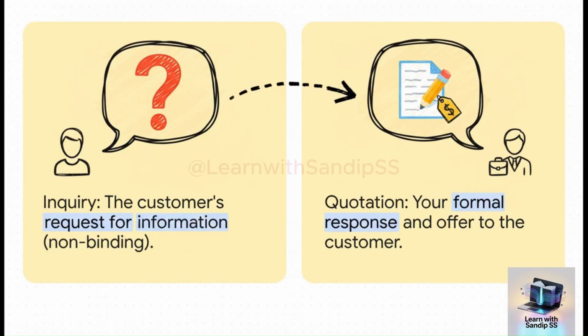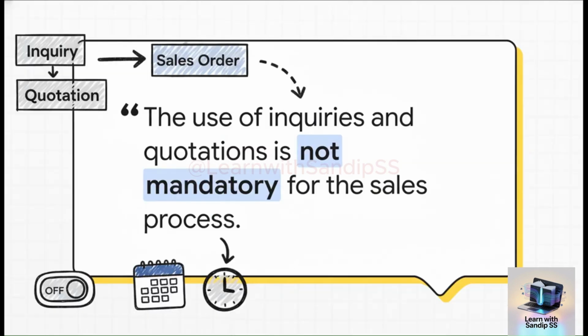The difference here is super simple, but it's really crucial. The inquiry is the customer's voice. It's their non-binding question. The quotation is your voice. It's your formal offer. Getting this flow right from the start just keeps the whole sales conversation clear and, most importantly, traceable. And here is a really important point to remember. The system is flexible. You don't have to use inquiries and quotations for every single sale. They are fantastic tools for tracking and managing the whole process, but they are not some rigid requirement. If it makes more sense for your business, you can totally jump straight to a sales order.